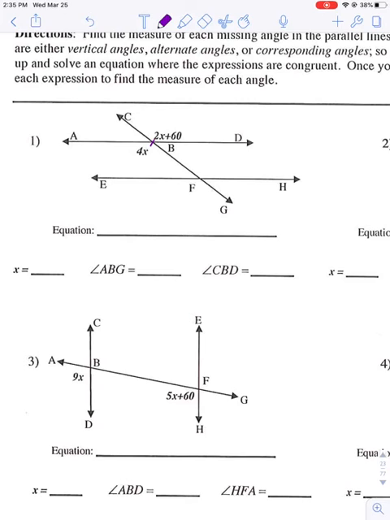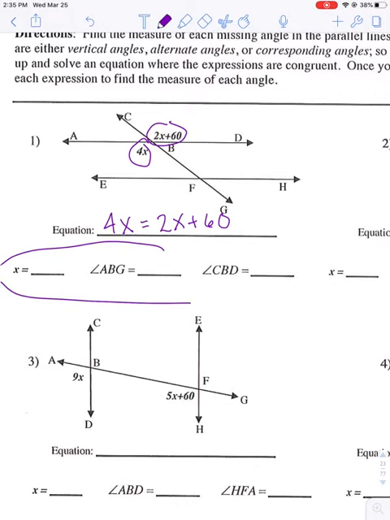Well, since they are across an X from each other, I can see that these are vertical angles. Vertical angles are congruent to each other. So this and this have to be equal to each other. So my equation is 4x equals 2x plus 60. See if you can solve that and answer these three questions. Pause the video, come back when you're ready to go over it.